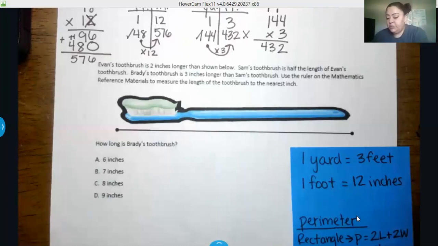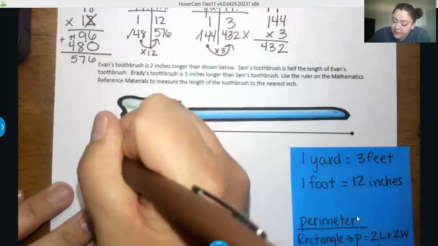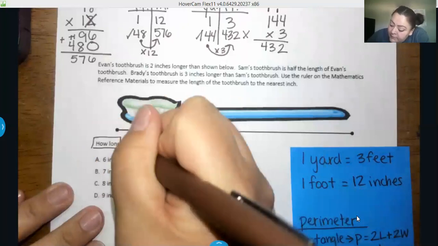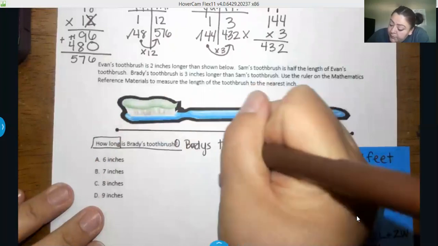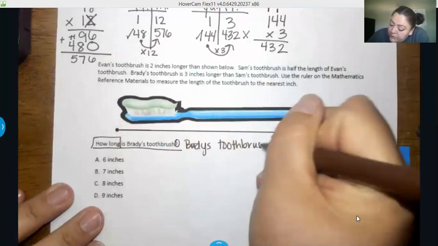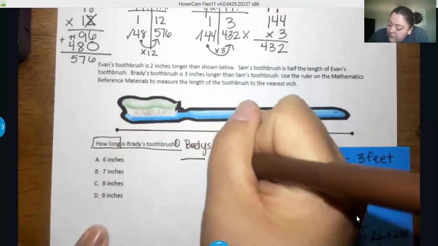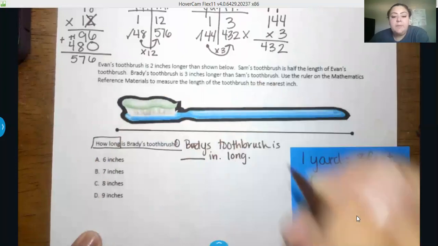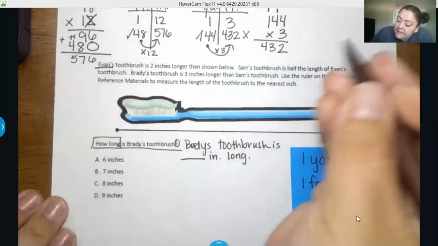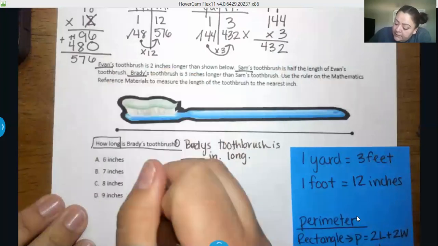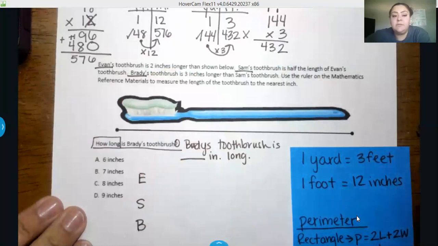Okay, and just so we know before we set it up, how long is Brady's toothbrush is what they're looking for. Okay, Brady, let me set up. Brady's toothbrush is blank, and we see they're all in inches long. Okay, now before I even start this, I'm going to set it up just a little bit. I see that I have Evan, Sam, and Brady. So Evan, Sam, Brady, just to get us set up just a little bit, okay?